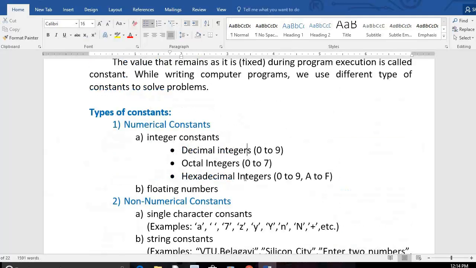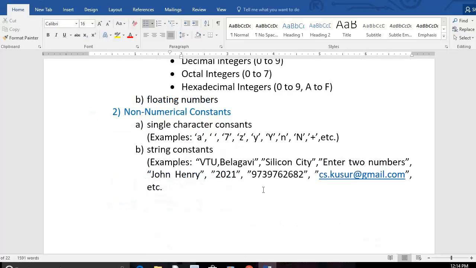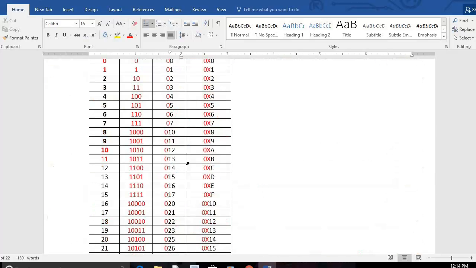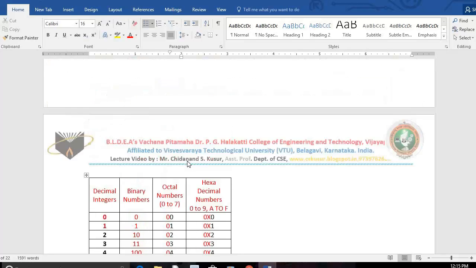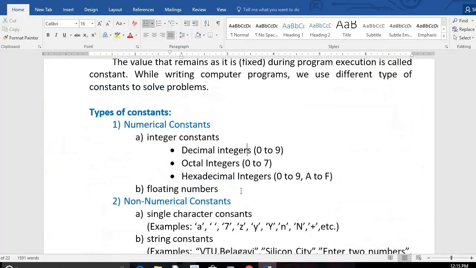Decimal integers use the symbols 0 to 9. Octal integers use 0 to 7. Hexadecimal uses 0 to 9 and A to F. If you write these things, the evaluator will be happier. Some students will write this table also. The evaluator will be more happy with you, but your time will be less in the exam. How you manage the time is very important. Manage the time. Okay, thank you. And you can explain like this.